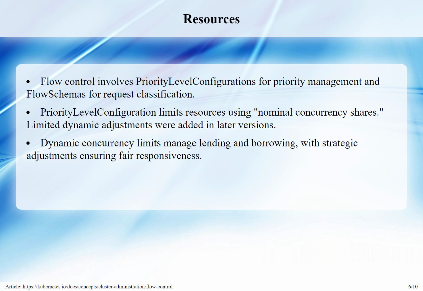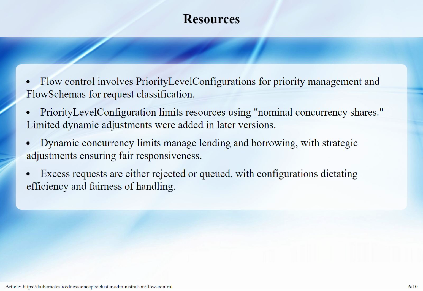Part 3. Concurrency management in priority levels. Concurrency limits for priority levels feature upper and lower boundaries, determined by a percentage of the nominal limit. Adjustments occur based on recent demand, lending, and borrowing seats, ensuring fair responsiveness within set bounds. When priority and fairness are active, separate management for mutating and non-mutating requests is suggested by creating distinct flow schemas for each.